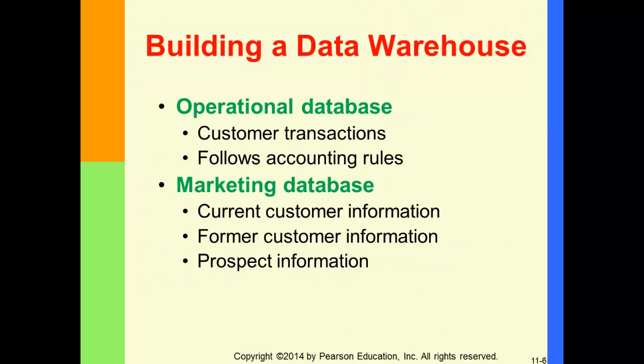Now, a data warehouse has 2 primary types of information. There's the operational database that contains all of the customer transactions, and it follows the rules of accounting. It's used for tax purposes. The marketing database contains information about current customers, former customers, and prospects.